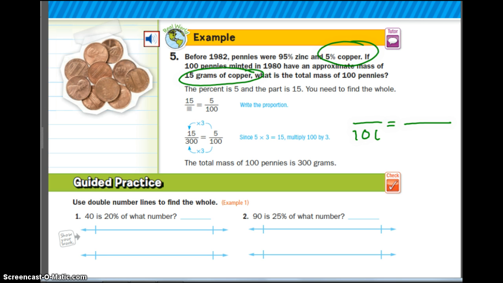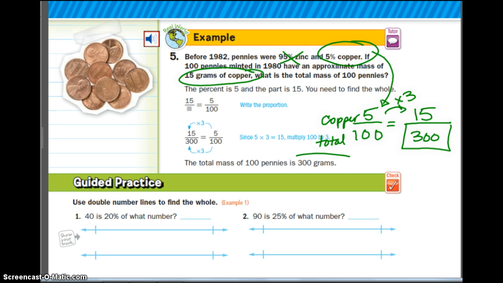We've got 100 here. And it's 5%, so my 5 goes here. Now, this we don't need because we're only talking about copper. And we're going to use 15 grams of copper. Copper to total. The relationship is times 3. So there are 300 grams in 100 pennies, of which 15 grams are copper. That means if we do the subtraction, 285 grams are zinc.